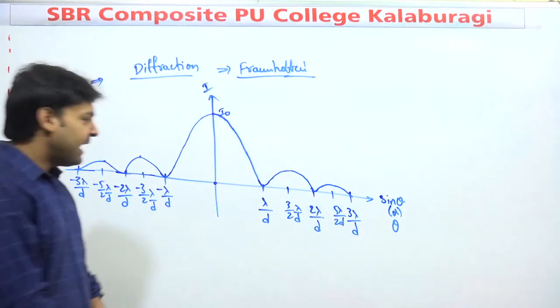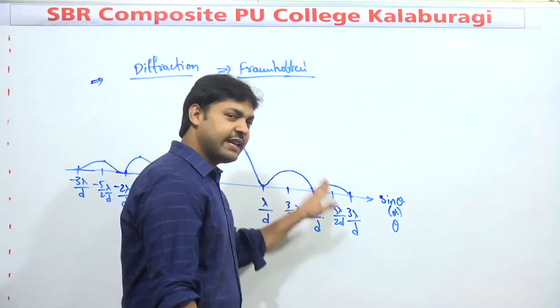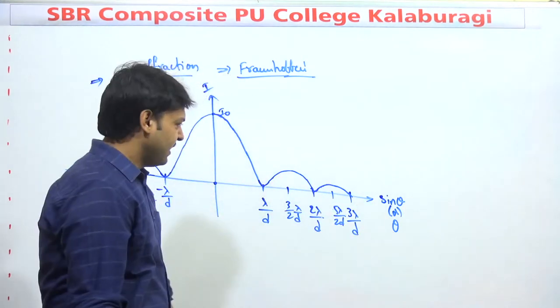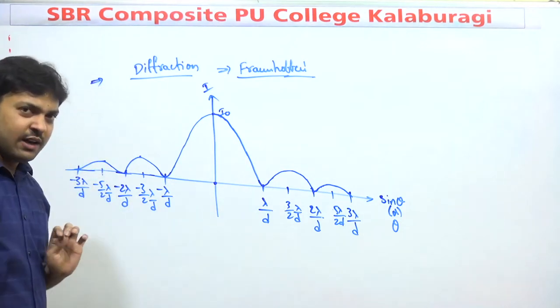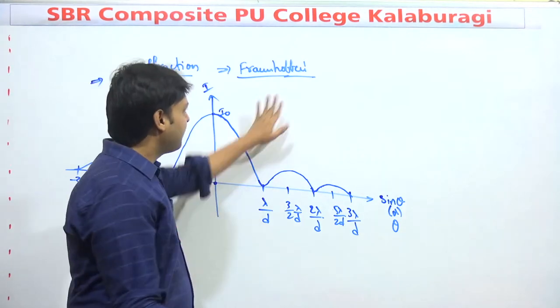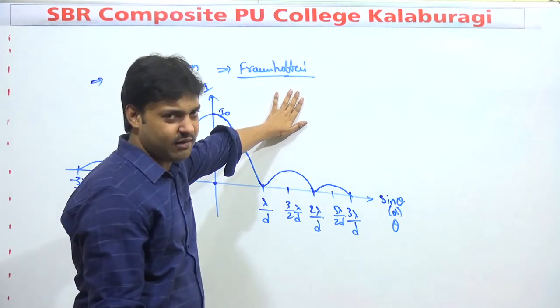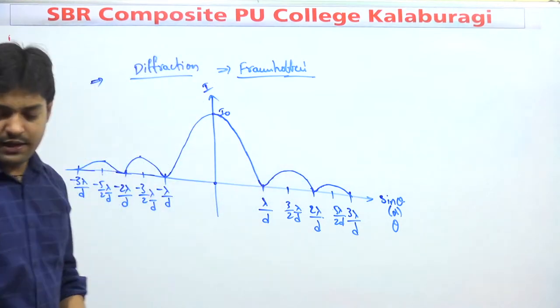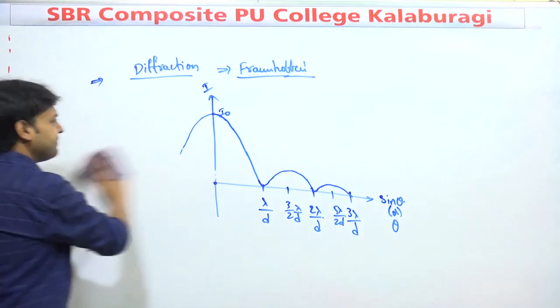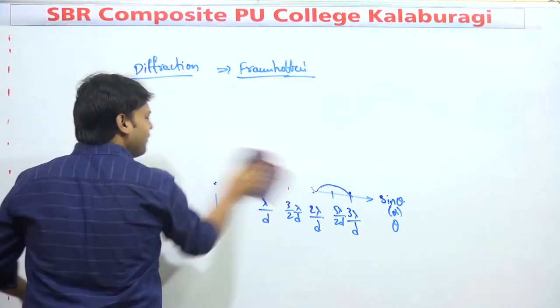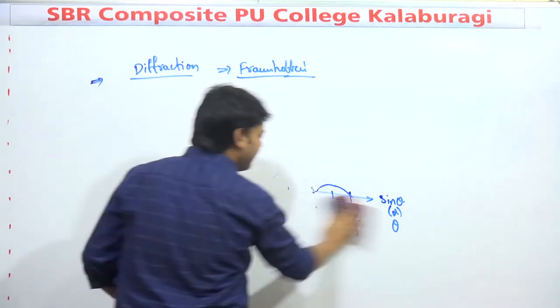Intensity and angular separation. The intensity decreases, so you have to show this. Right? Clear about the point? So this is the curve for Fraunhofer's diffraction. Right. So next. Everything about Fraunhofer's diffraction we studied, nothing we left.